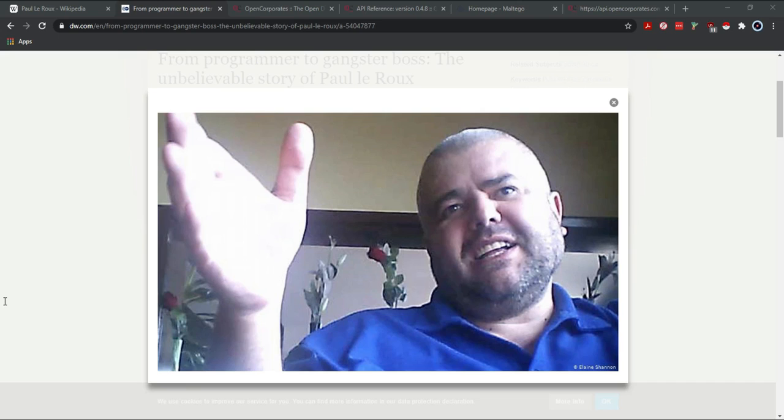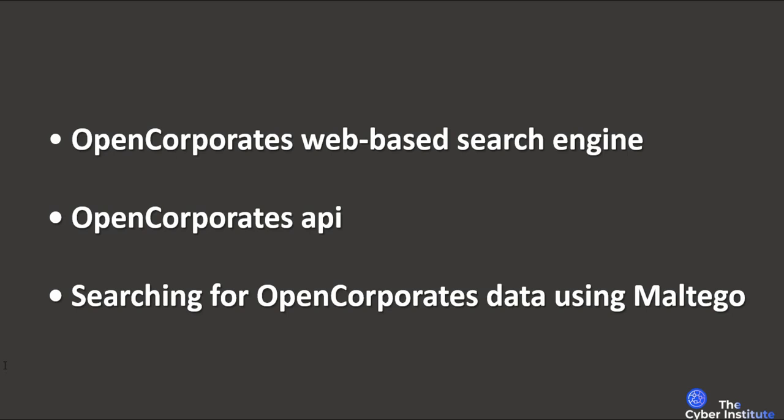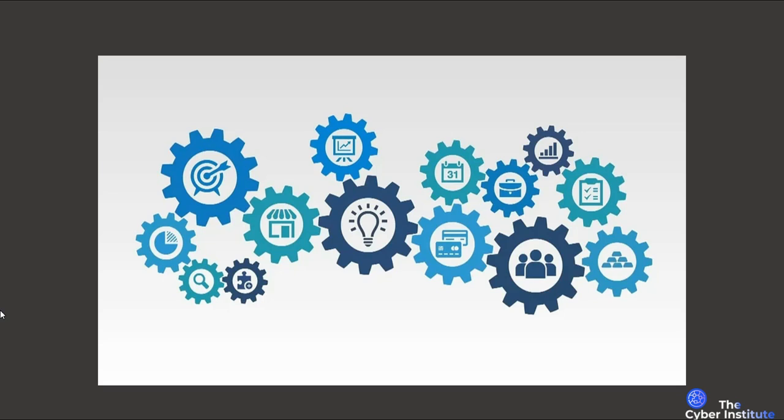Okay, so for the purpose of today's lesson, we will make use of OpenCorporates data to discover and obtain additional information about Le Roux's companies. For today's discussion, we're going to go through three steps or three processes to obtain this information, and these are the OpenCorporates web-based search engine, which is just a normal website, and we follow through and obtain the data from there. We're going to have a look at the OpenCorporates API, and then we're going to be searching for OpenCorporates data using Maltego.